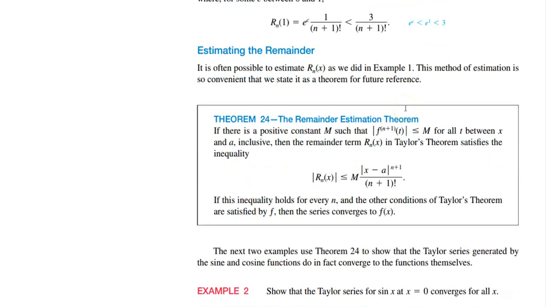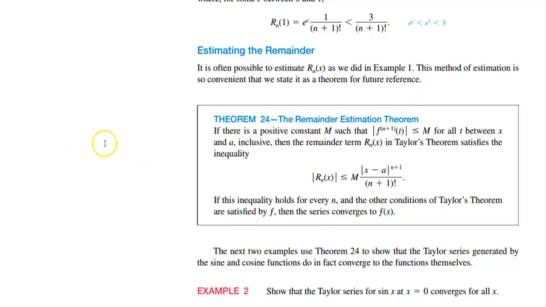If there is a positive constant M such that the absolute value of the (n plus 1)th derivative of f at t is less than or equal to M for all t between x and a inclusive, then the remainder term, r sub n of x in Taylor's theorem, satisfies the inequality: the absolute value of r sub n of x is less than or equal to M times the absolute value of x minus a to the n plus 1 power over (n plus 1) factorial. And if this inequality holds for every n, and the other conditions of Taylor's theorem are satisfied by f, then the series will converge to f of x.